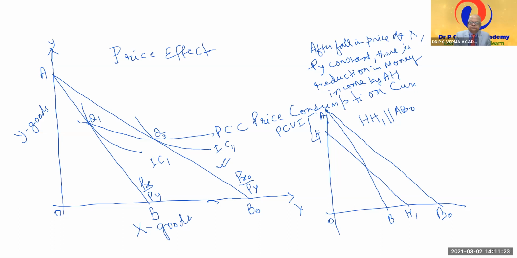Price effect. In order to break the price effect, take out some income of the consumer after the fall in the price of X, so that he will be back to the original indifference curve. We have a cross point here. I have written Q1, Q3, and missed Q2, because Q2 is hidden inside.